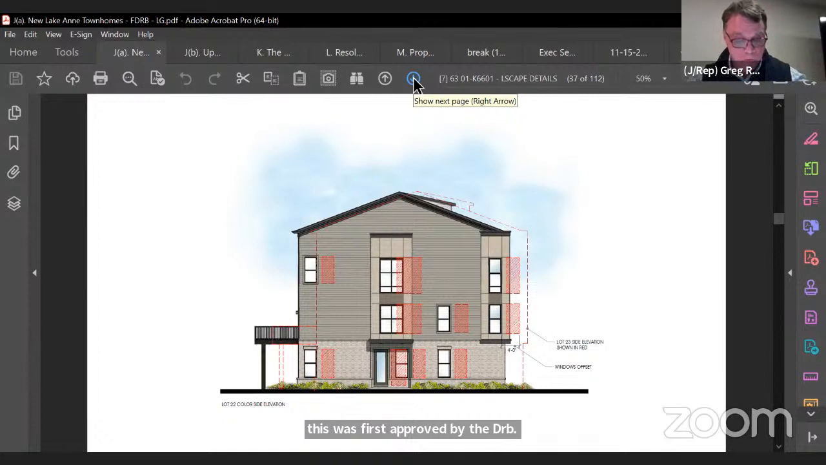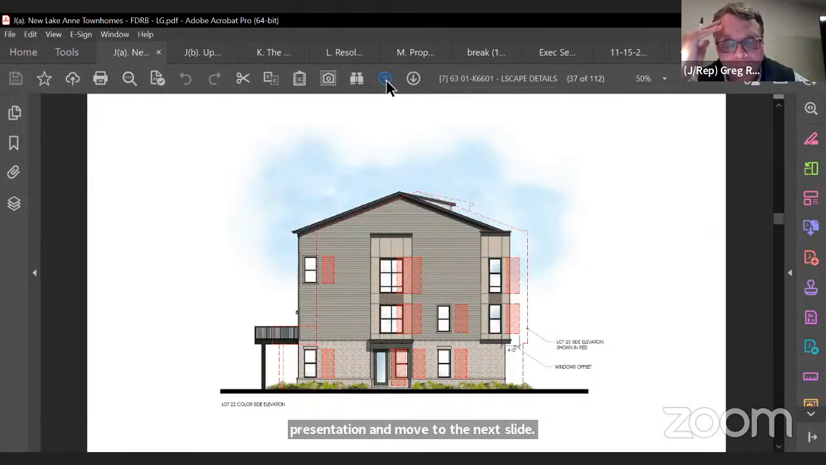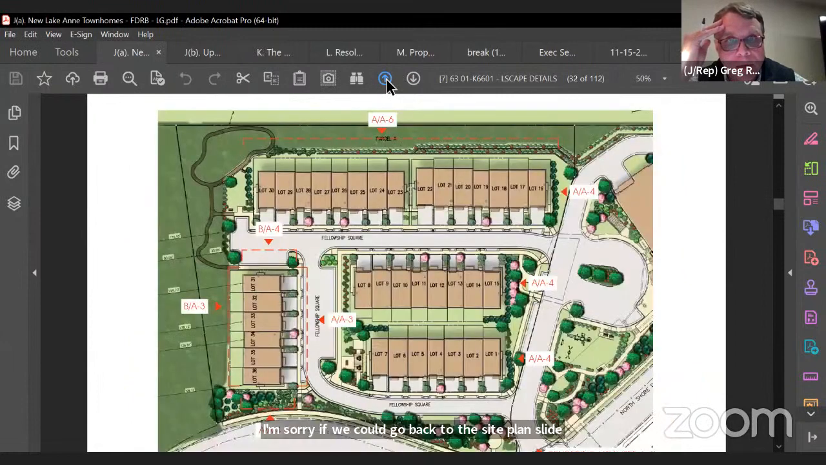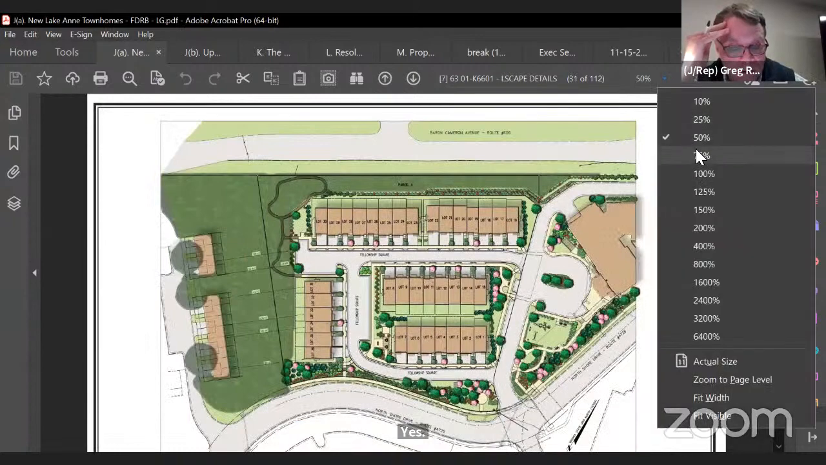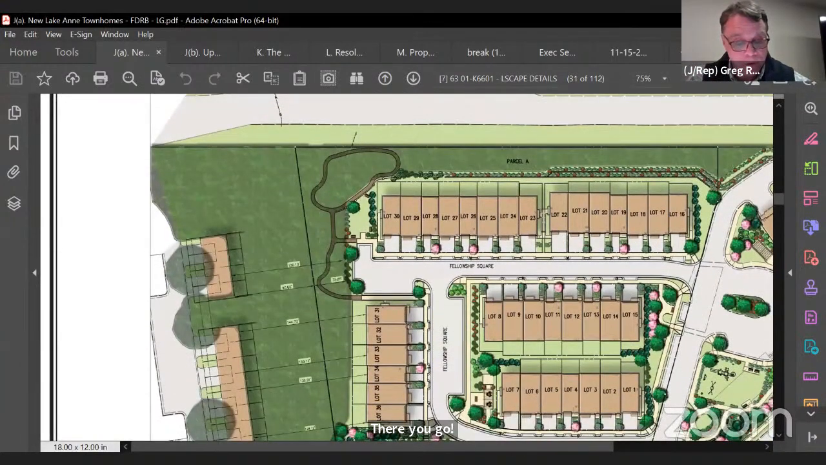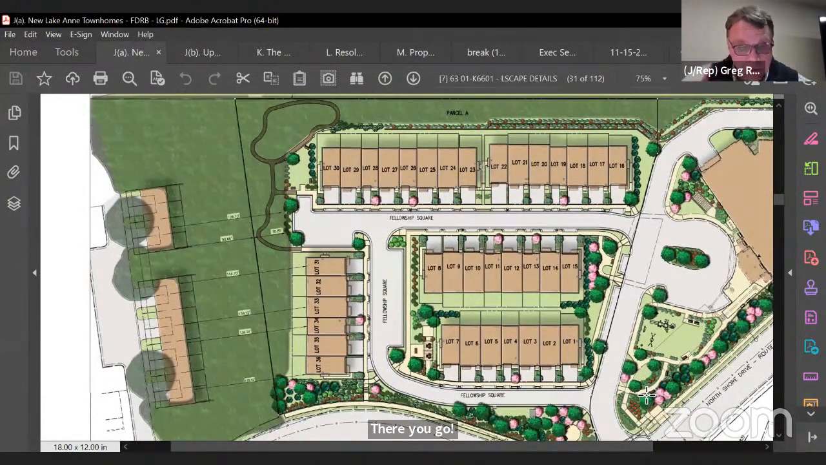If we could then move, I guess, back to the start of the presentation and move to the next slide. I'm sorry. If we could go back to the site plan slide that we were on in a row, so that'd be great. Yes. One before this, please. Yes, thanks. So the other thing we were asked to look at that's shown on this plan ties back to bullets 3 and 4 in the decision letter.